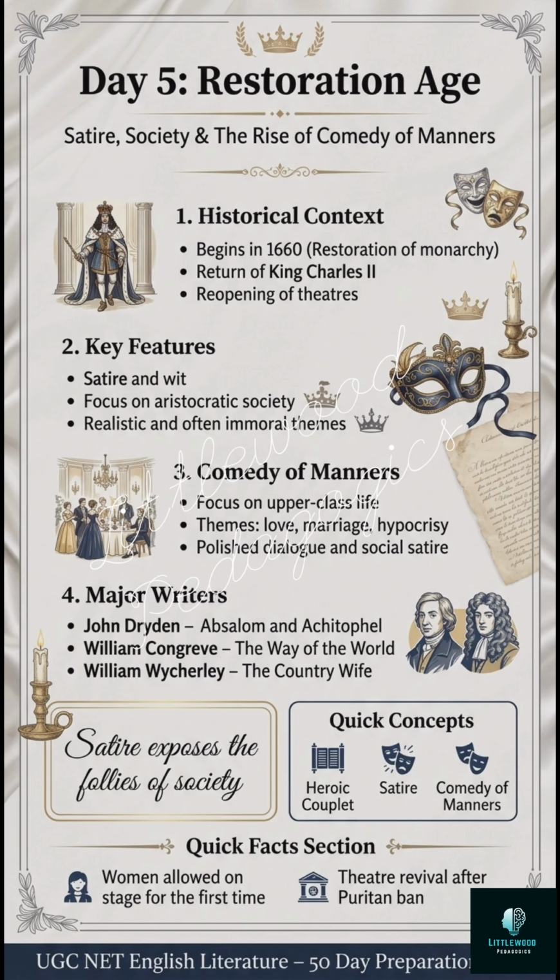Then we are having the Restoration Age. There in the Restoration Age, I would say Dryden is the main figure. Along with Dryden, you can see William Congreve, William Wycherley. Their works are important. Then John Bunyan. John Bunyan's Pilgrim's Progress, first and second parts, both are important. Then John Dryden's satirical works are also important.